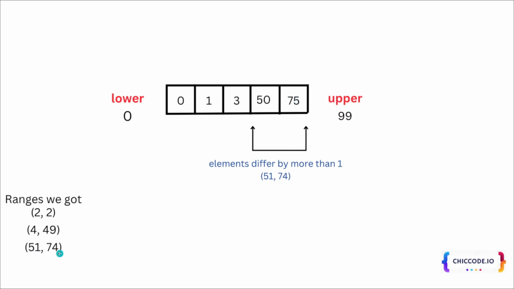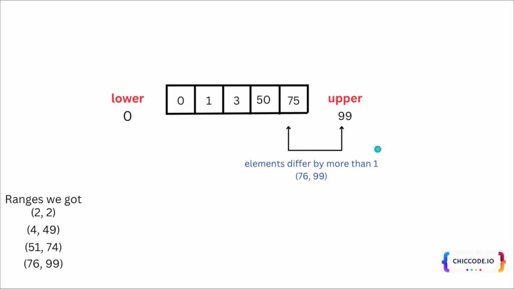So we have 51 and 74 as our ranges, and then at the end we check the difference of the upper limit and the last element in our array. So 75 plus 1, 76 and 99. So all the ranges we got are these 4 ranges. We will return them as an array, since this is what has been asked in the question.